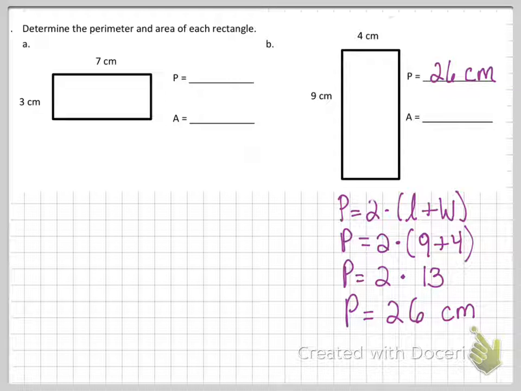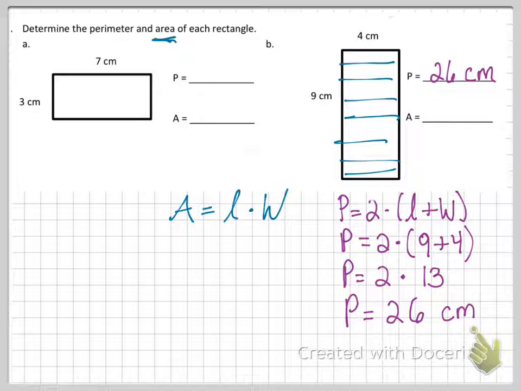All right, now we're going to continue looking at the area of this rectangle. And I'm going to write over here, A. What's our formula for area? A equals length times the width. And remember, the area is all those square units that are inside of the rectangle.